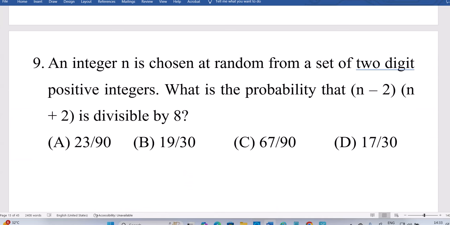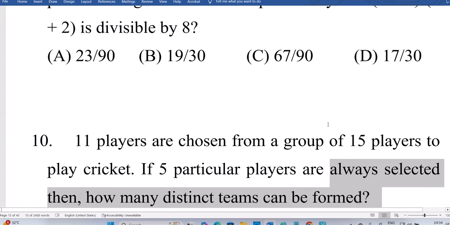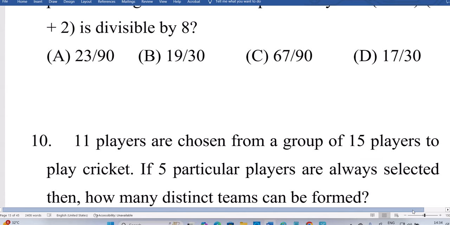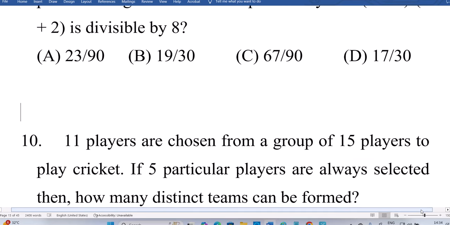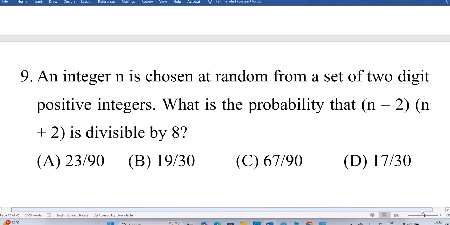An integer n is chosen at random from a set of two-digit positive integers. What is the probability that (n minus 2) into (n plus 2) is divisible by 8? Okay. First of all, sir, how many two-digit numbers are there? 90. That is why the denominator is 90.